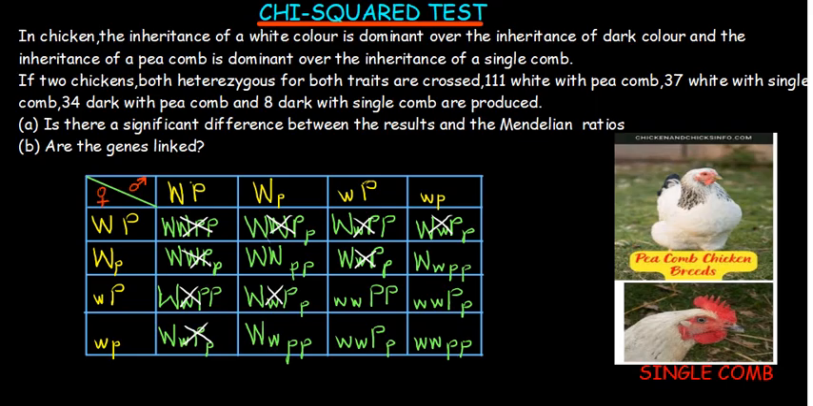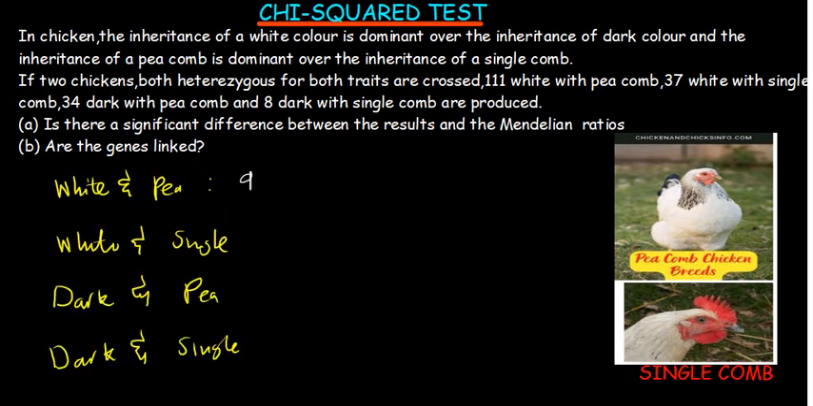So capital W and small p's here, and then capital W and small p is there. Another one we can get is here. So we can see those are 3. So I'm going to put 3 here.